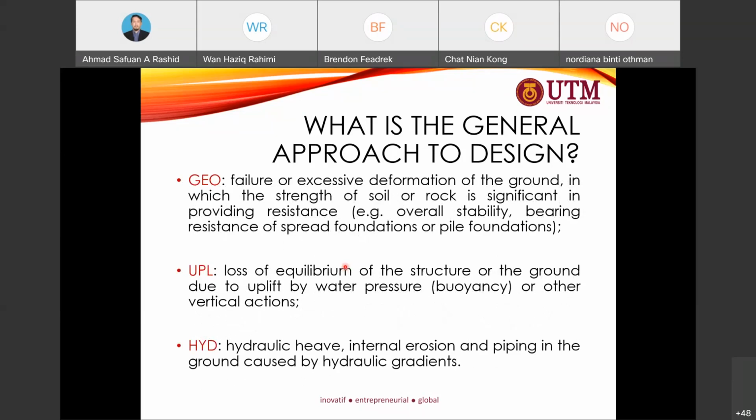They have the UPL, loss of equilibrium of the structure or the ground due to uplift by water pressure or buoyancy or other vertical action. And the last one is the HYD, okay?